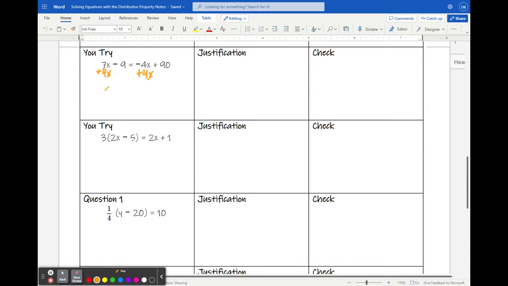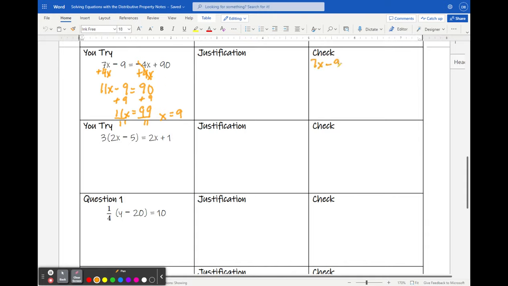7x and 4x are 11x. I know these are like terms because they both have the variable. The constant of 9 stays the same. This zeroes out and we have 90. At this point, we remove the constant and isolate the variable by using inverse operations. Add 9, we have 11x is equal to 99. Using inverse operations, we remove the coefficient, divide by 11 on both sides, and I have that x is equal to 9. This is what I believe my solution to be.